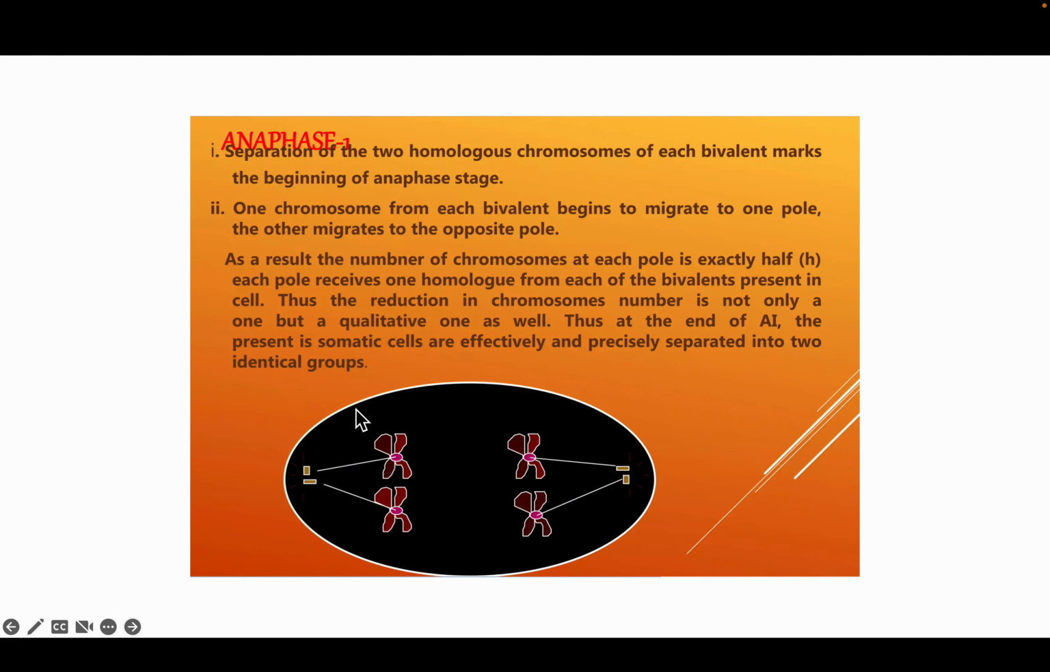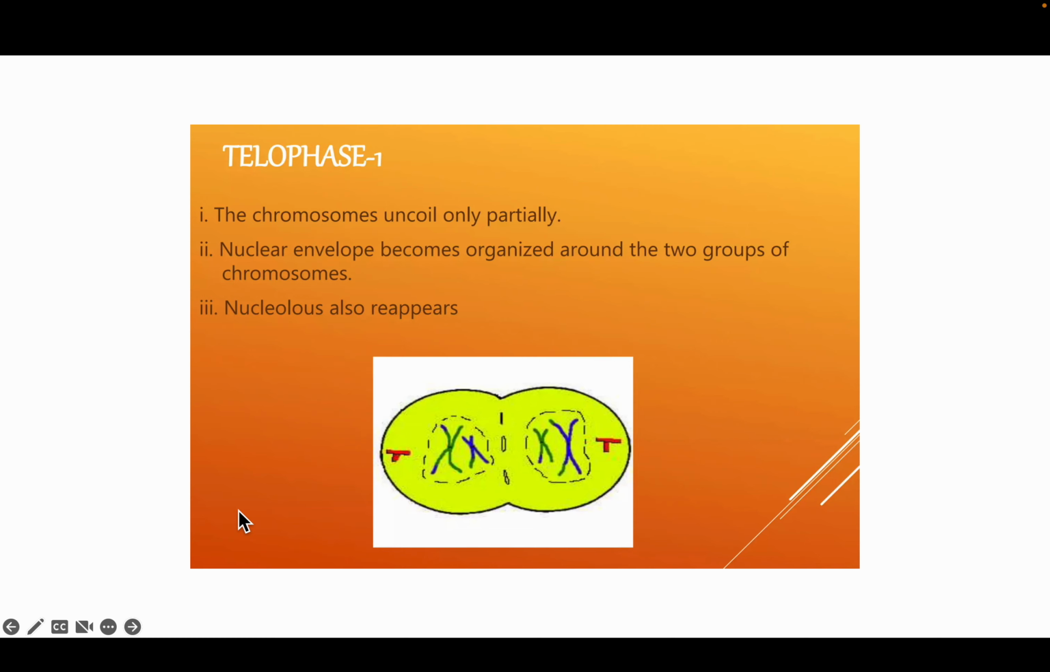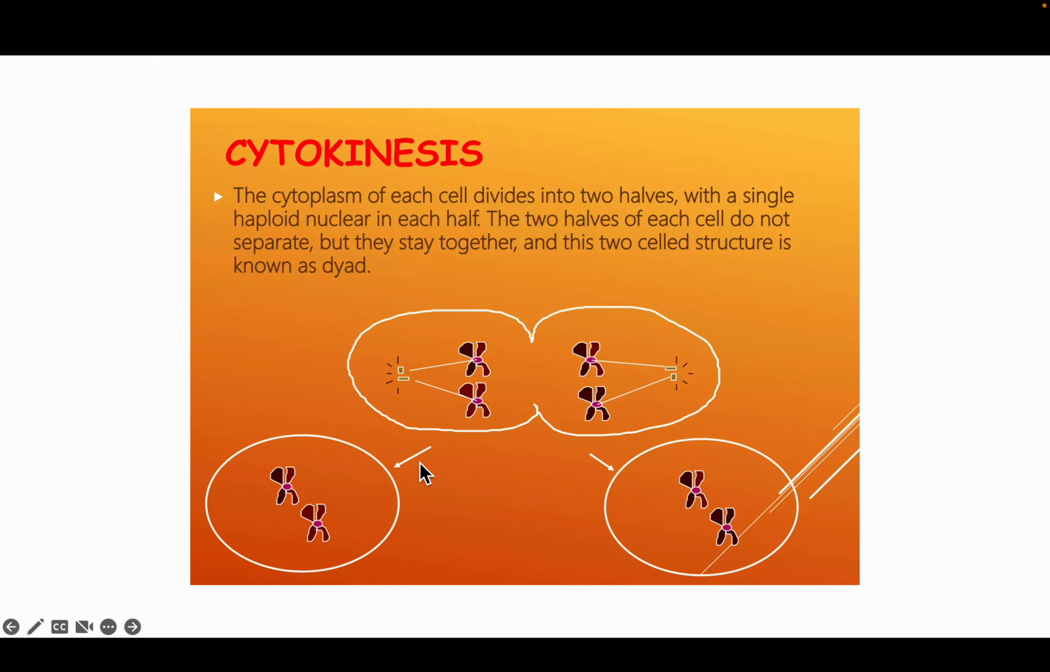In anaphase 1 they will start separating, you can see. So this separation of the homologous chromosomes happens, and then one chromosome from each bivalent begins to migrate to the opposite pole. As a result, the number of chromosomes at each pole becomes half. So this will go from 2n to n. In telophase 1, the chromosomes uncoil only partially. The nuclear envelope starts forming again and the nucleolus also reappears. Now there will be cytokinesis, where there will be formation of the cell membrane, which will form two cells.